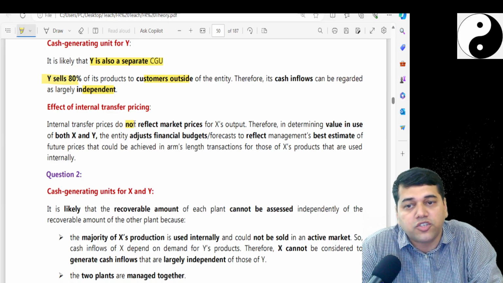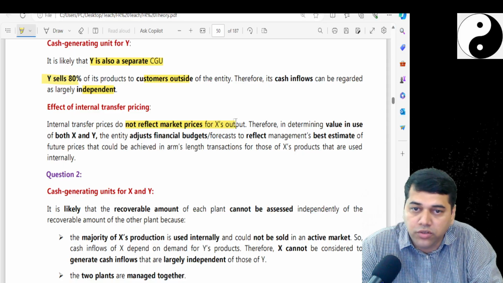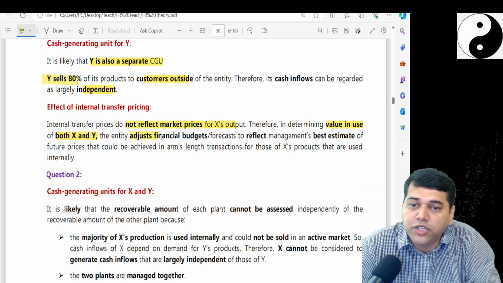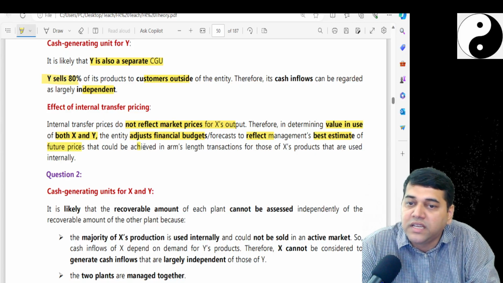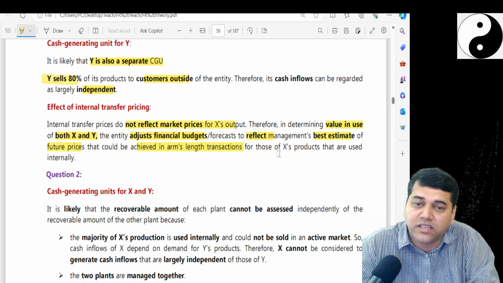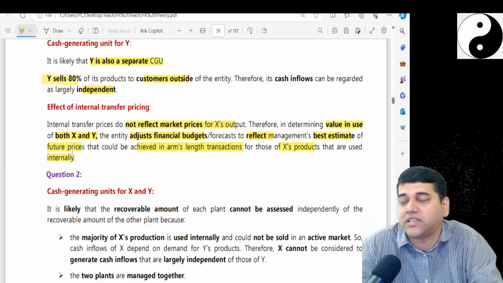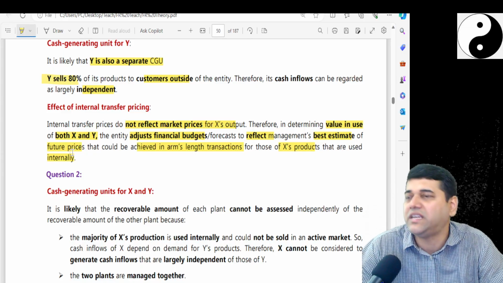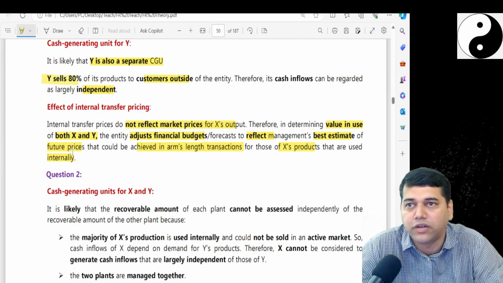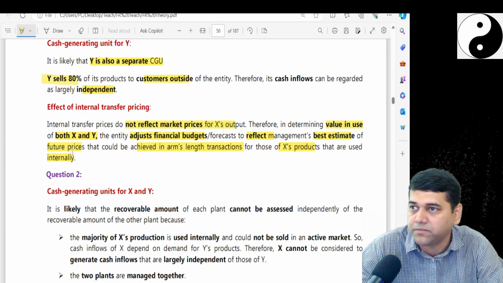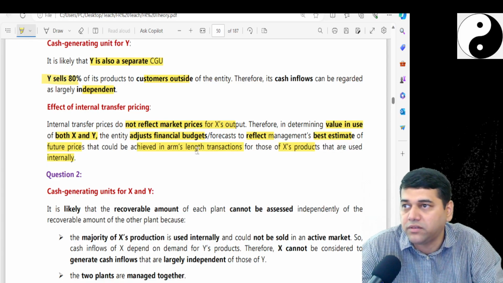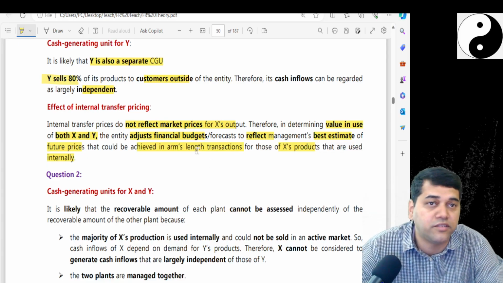So the effect of internal transfer pricing, one twist they added here. Internal transfer prices do not reflect the market price for the output. Therefore, when you determine value in use for X and Y, you need to adjust the financial budgets to reflect the management's best estimate of the future prices that could be achieved in an arm's length transaction for those X products that are used internally. So look for arm's length prices, because your internal prices you can set to anything for your accounting or MIS purpose. So that may not reflect it. So you have to look for arm's length price when deciding the CGUs.